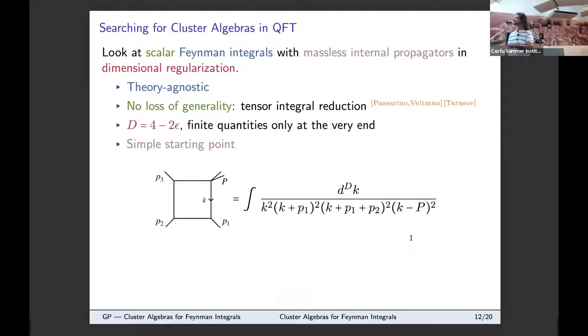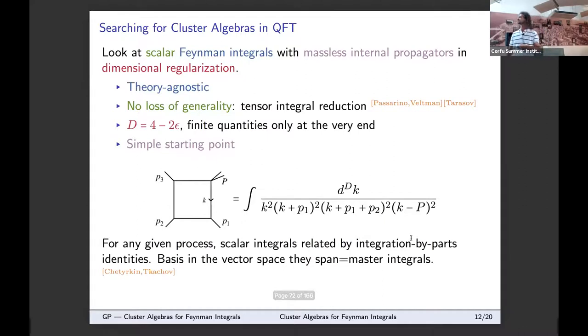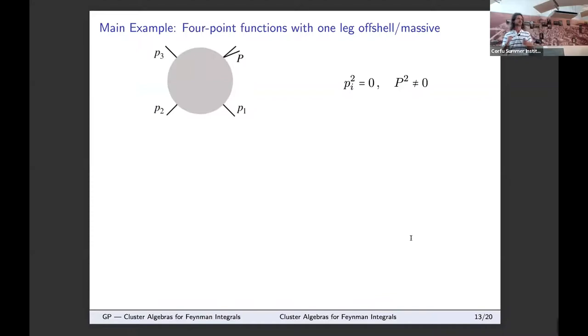starting point. Here is just a one-loop and a two-loop example, just for my notation. A double line means a massive leg in this instance. The dimension is here. And just to remind you that for any given set of integrals, let's say those that contribute to a process, there are relations, integration-by-parts identities. So a basis in this vector space is the so-called master integrals. And the main example that, for different reasons, we focused on is the four-point function with one off-shell leg. Four particles because we would like to have scattering, not just decays. And one massive leg because we'll see.